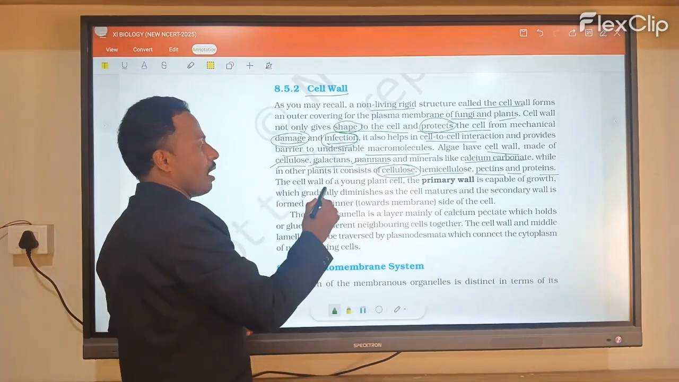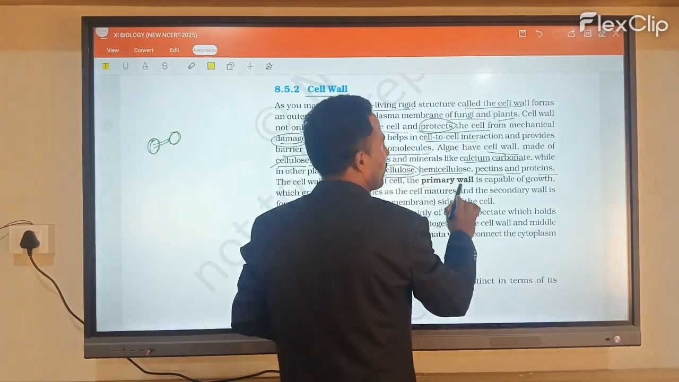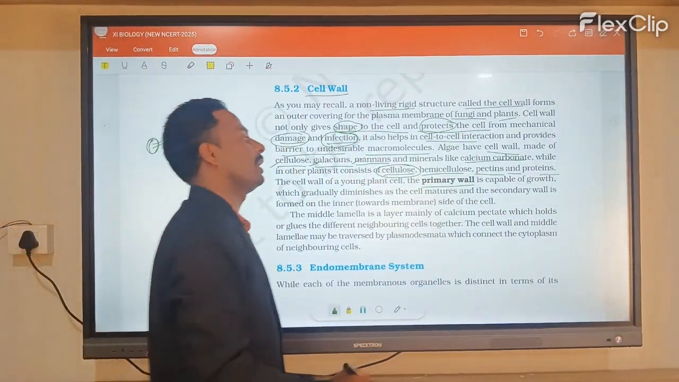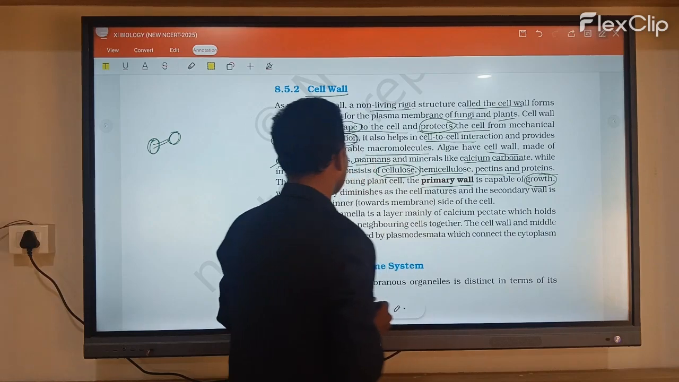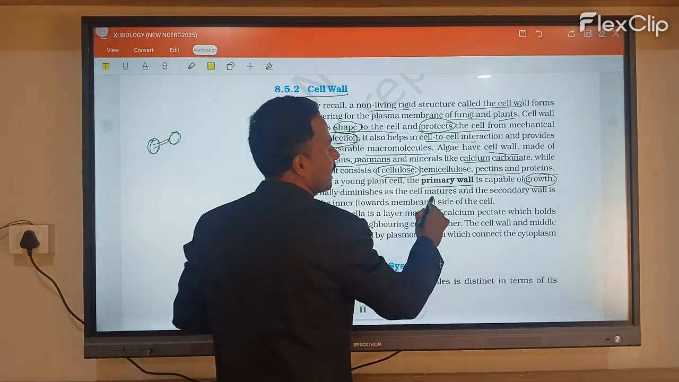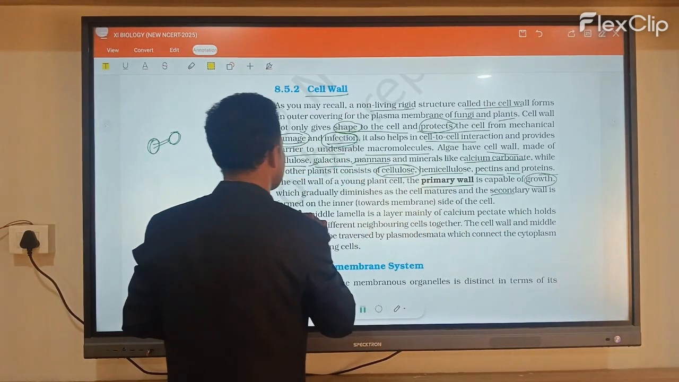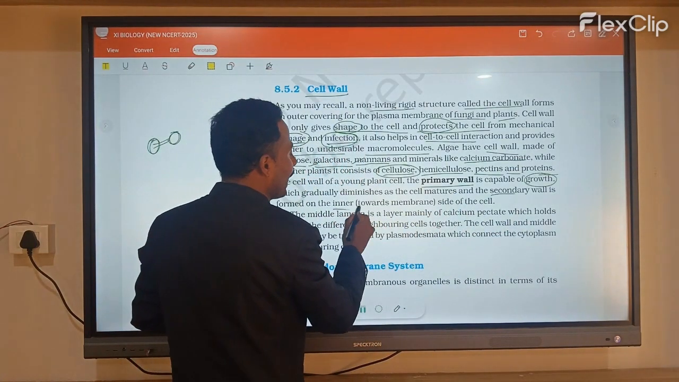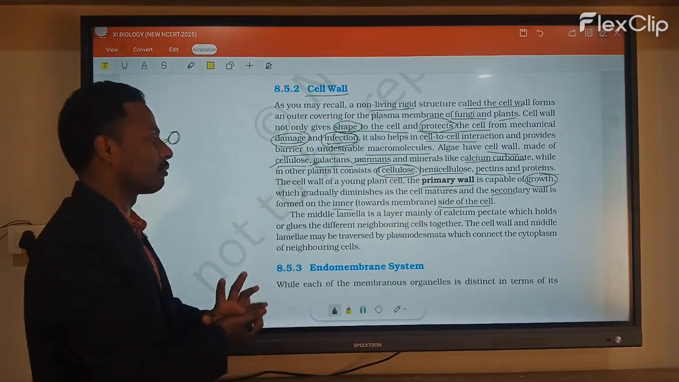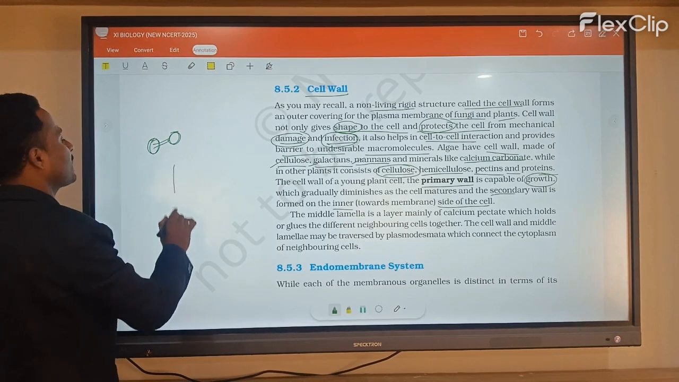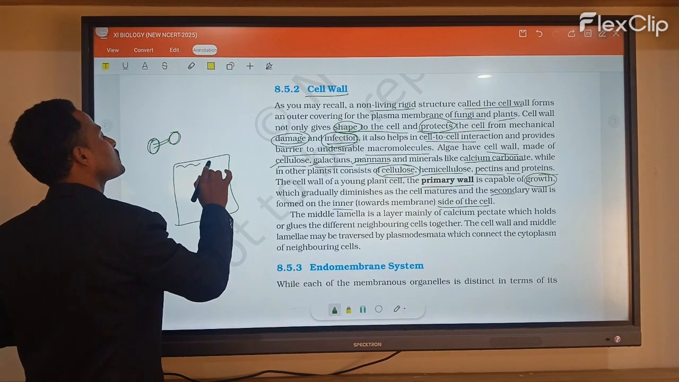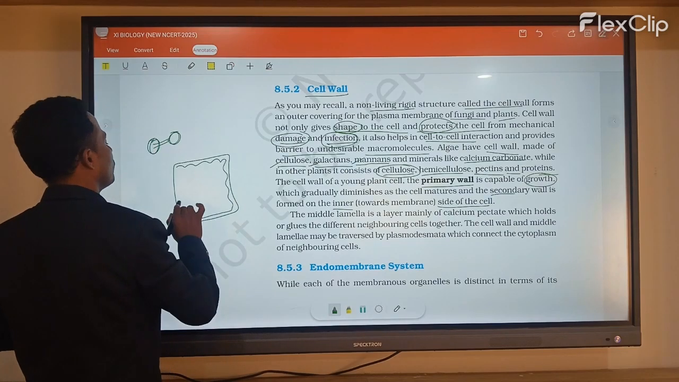Now the cell wall of a young primary plant cell is capable of growth. The first one is growth. This generally diminishes as the cell matures, and the secondary wall is formed on the inner side, towards the membrane side of the cell. So secondary walls are formed on the inner side. For example, in a particular cell the outermost layer is the cell wall, and on the inner side some more layers also get formed.